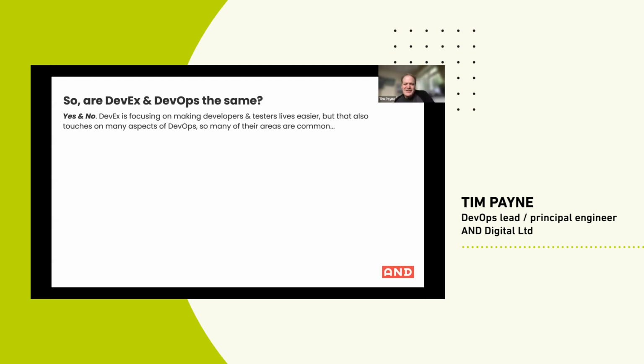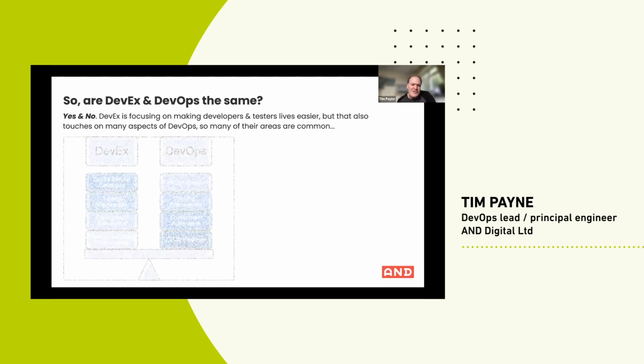DevEx really depends on the perspective that you're taking. DevEx is focusing on making developers' and testers' lives easy, but there are many areas that it touches that are also under the remit of DevOps. So if you're looking at making your developers' and testers' lives easier, that usually relates to things like automation, automating deployments, and environment provisioning, which is also a lot in the DevOps realm as well. So what you'll tend to find is you'll start off with a DevOps perspective, and then when you have implemented what you're wanting to do for DevOps, you'll then start to look at it more from a DevEx perspective.